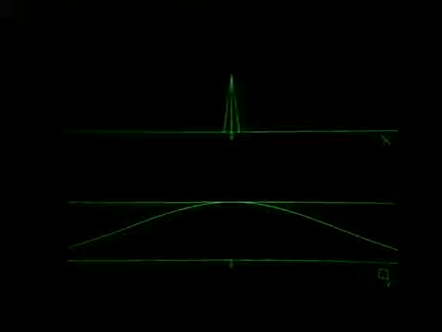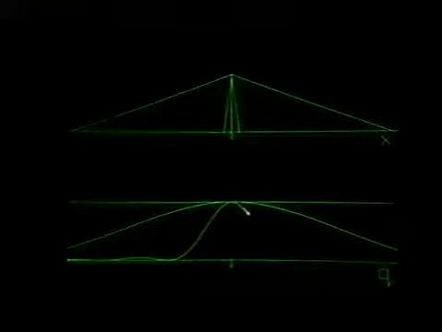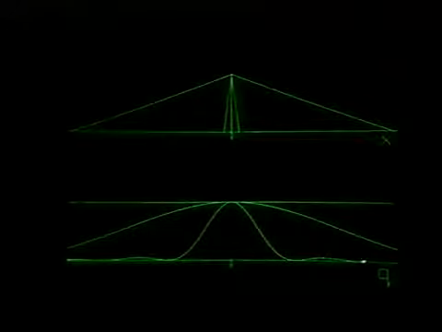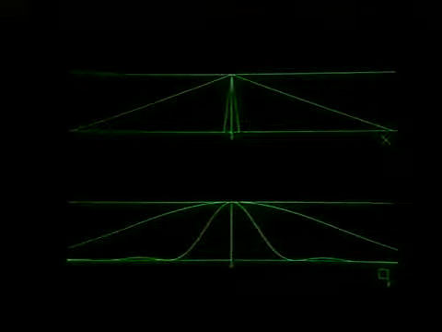Let's go a bit wider with the triangle in X space. Well, there's certainly something happening here. It's actually oscillating. In fact, it turns out that this function is sinc squared. The Fourier transform of a triangle is sinc squared. And in the extreme, again, the continuum transforms as a spike.